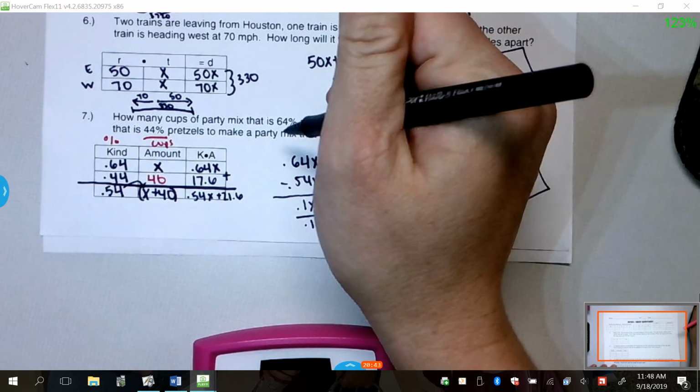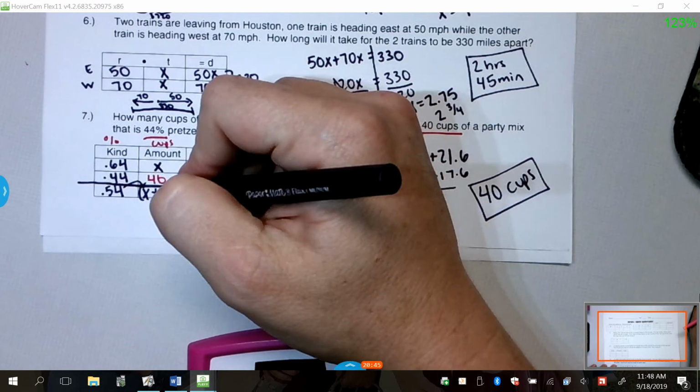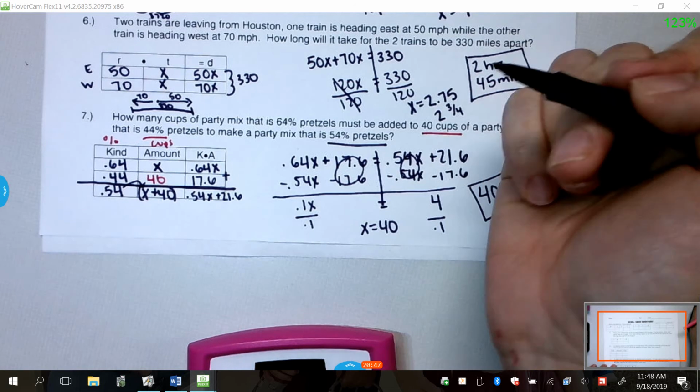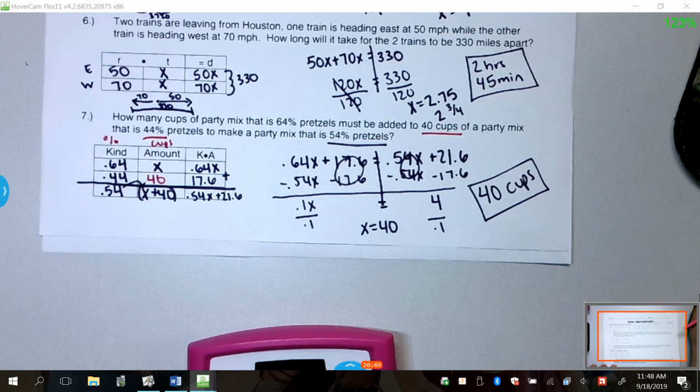Now what if it was asking for my total mixture amount? So I would do 40 plus 40, which would have been 80 cups. So just be careful. Always pay attention to what the question is asking because it's not always what you're solving. Okay?